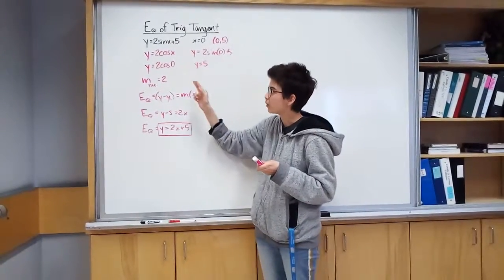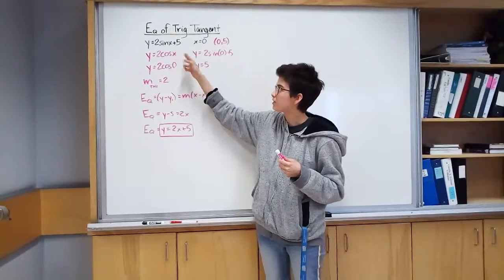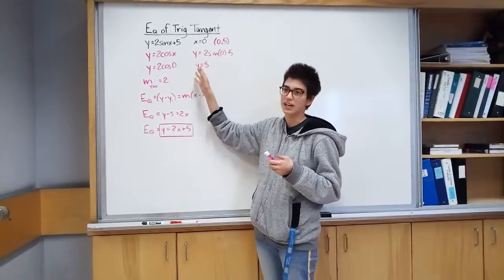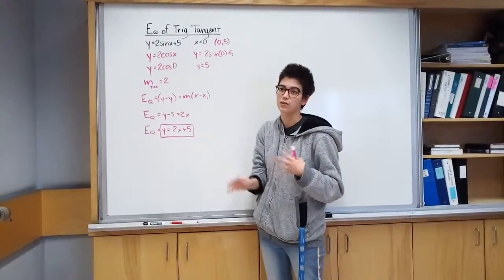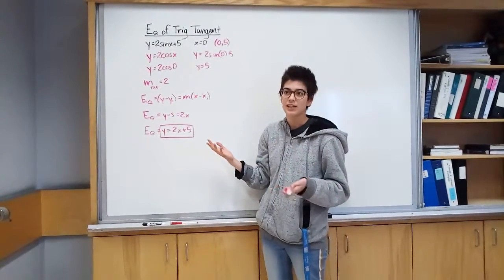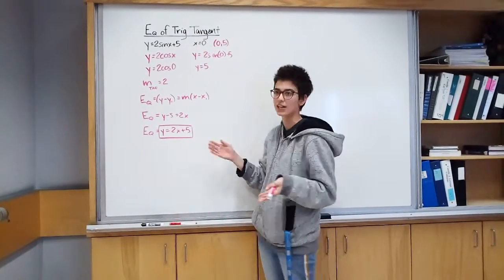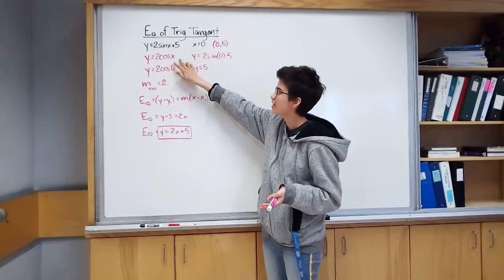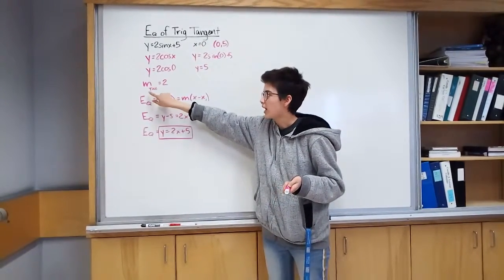Now, in order to find the equation, I need to find the slope of the tangent line first. So I did the derivative of 2 sine x plus 5, which ends up just being 2 cos x. We talked about earlier how the derivative of sine is cosine, and the derivative of cosine is negative sine. So once I've done that, I can plug in 0 as x and get 2 cos 0, which ends up as our slope just being 2.